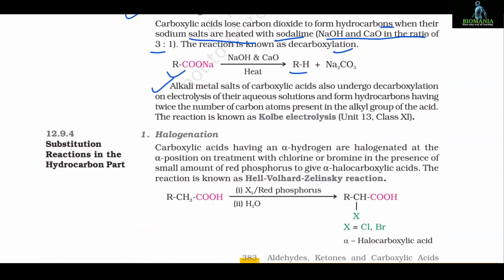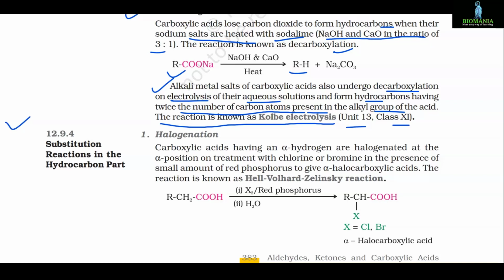Alkali metal salts of carboxylic acids also undergo decarboxylation on electrolysis of their aqueous solutions and form hydrocarbons having twice the number of carbon atoms present in the alkyl group of the acid. The reaction is known as Kolbe electrolysis. Unit 13, class 11th.